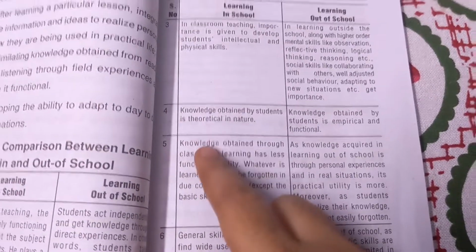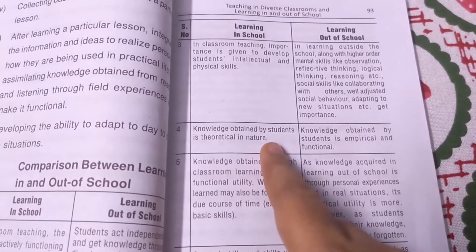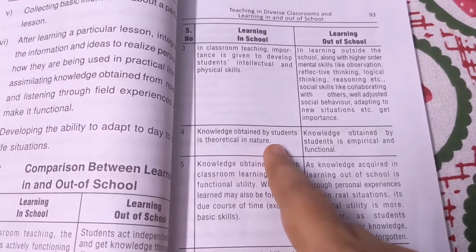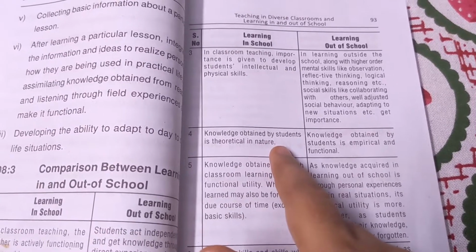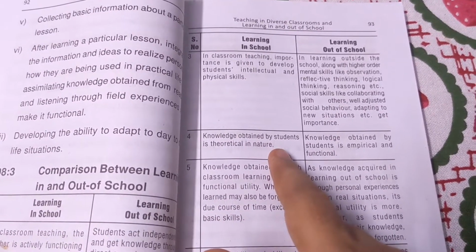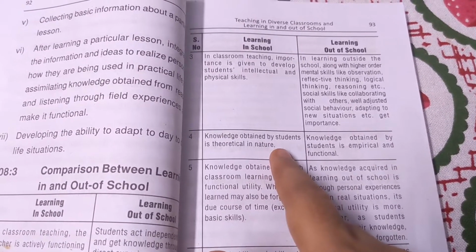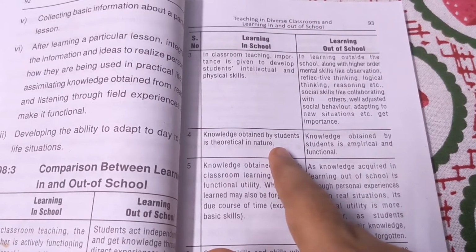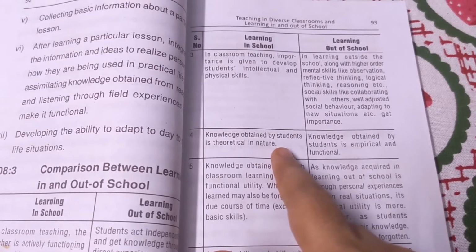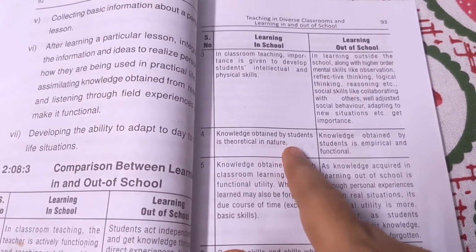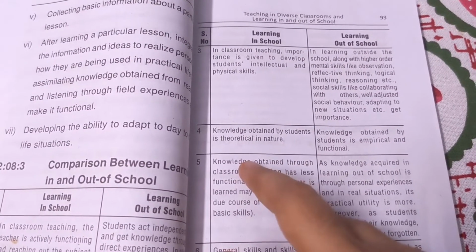Okay, next fourth point is knowledge obtained by student is theoretical in nature. Yes. So whatever you learn in school, it is only theoretical in nature. It is only theory. You're not doing practically and learning. In a textbook, there are so many lessons. Are you practically doing or practically verifying whether all the statements given in your textbook is correct or wrong? Are you verifying all that and then learning? No. You are trusting the book and the teacher. Whatever is there in the book, it is taught by the teacher and the students are learning it theoretically.